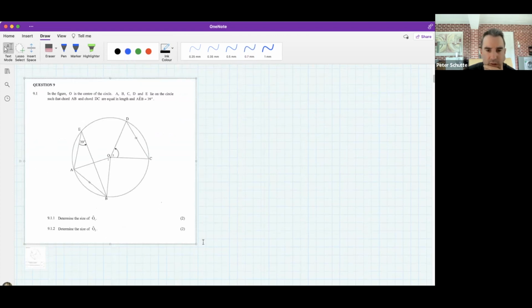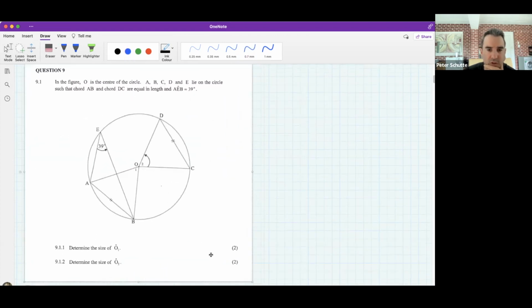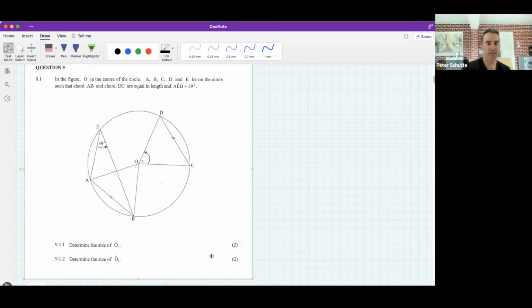Okay, so here is question number 2. Let's take a moment to introduce ourselves. O is the center of the circle. A, B, C, D, and E lie on the circle such that chord AB and chord DC are equal in length, and AEB equals 39.